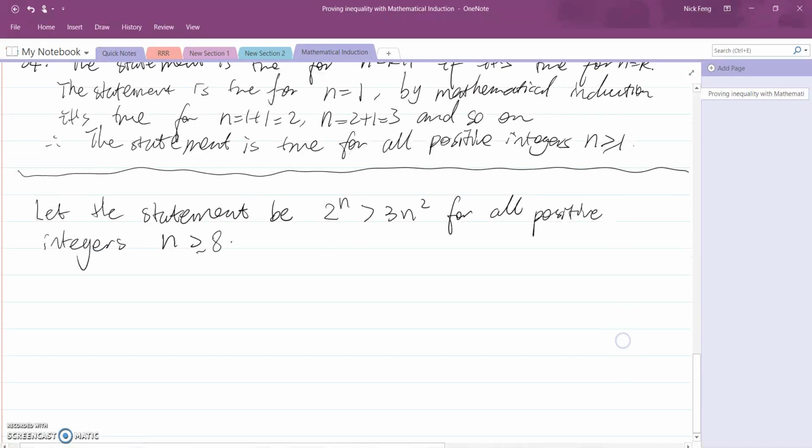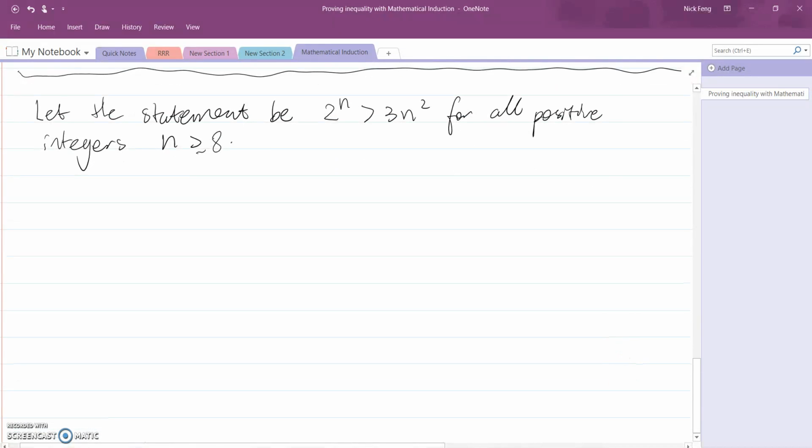Okay, let's come back to a new question. This is another one in your booklet. Just before we start, I need to remind you girls, don't forget you can pause this video anytime you want. You don't need to just go straight. Be smart. Okay, this time we have the statement 2 to the power of n greater than 3n squared.